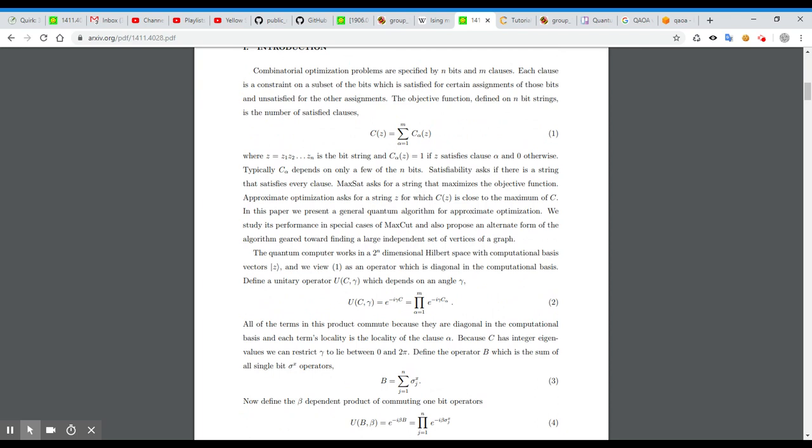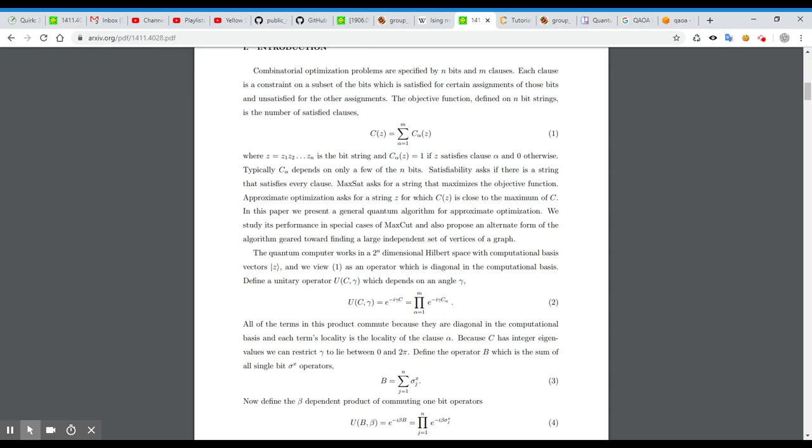The quantum computer works on a 2 to the power of n dimensional Hilbert space with computational basis vectors z, and we view C as an operator which is diagonal in the computational basis. Define a unitary operator which depends on an angle. All of the terms in this product commute because they are diagonal in the computational basis. This I don't fully understand.